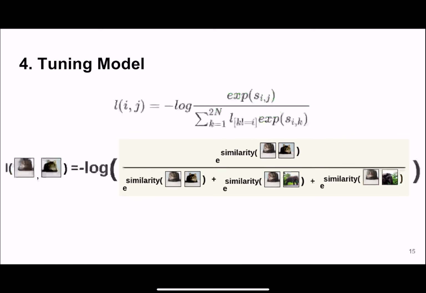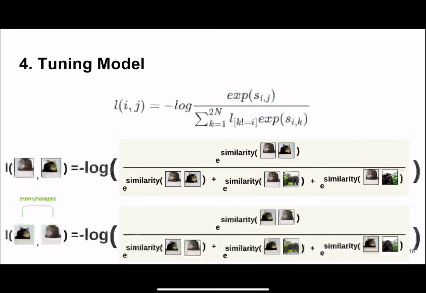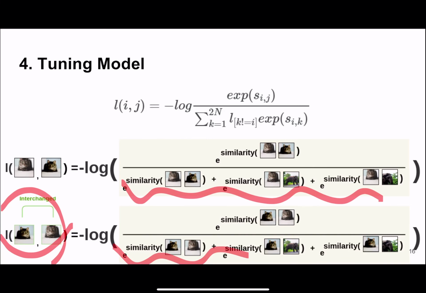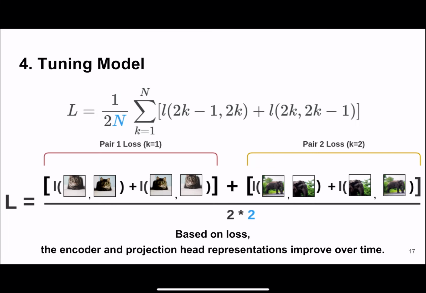Then the loss is calculated for a pair by taking the negative of the log of the above calculation. Since the positions of the images are interchanged, the loss for interchanged pairs should also be calculated. Here, the numerators are different. Finally, an average loss over all the pairs in a batch is calculated, and based on the loss, the encoder and projection head representations improve over time.